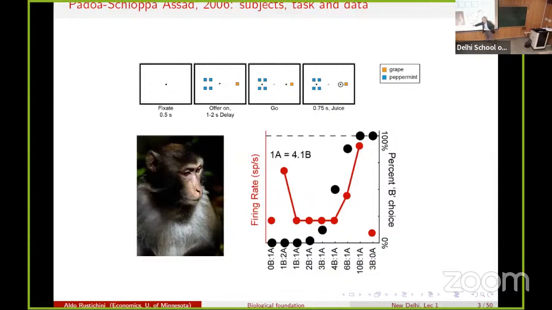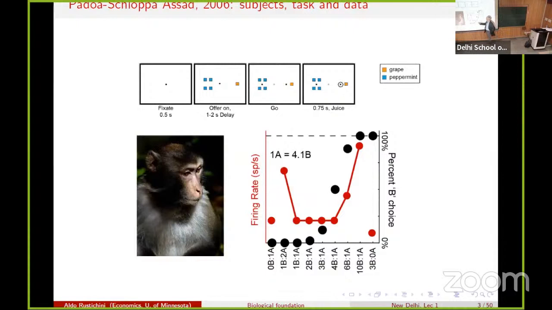We go from 1 of B against 2 of A. Of course, you will go for A, so the probability of B is 0. And then here we go to 10 of B and 1 of A. Now it's too much. The peppermint is not as tasty, but it's really a lot, so it will go for peppermint. So that's what we have. You see, it's a nice logistic. You can do the logistic and get this coefficient. That's the behavioral part.